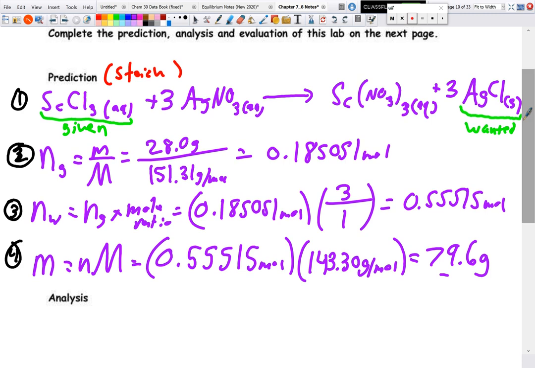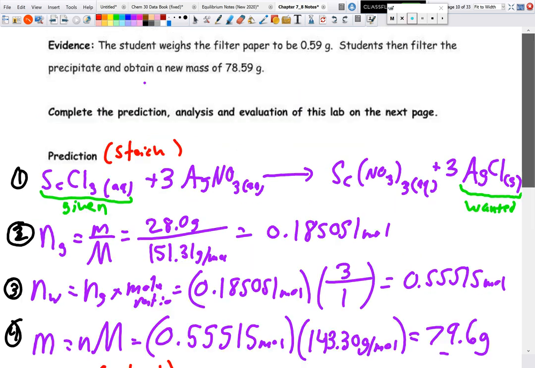So remember, the analysis section, this is what we actually collect at the end of the experiment. So what we have right here is we have to look at the evidence. So student weighs a filter paper to be 0.59 grams. Then they filter the precipitate and get 78.59 grams. So this mass right here is the mass of the precipitate. So I'm just going to label PPT for precipitate, plus the mass of the filter paper, so FP. So it's two of them together.